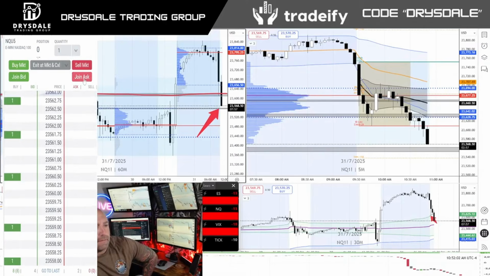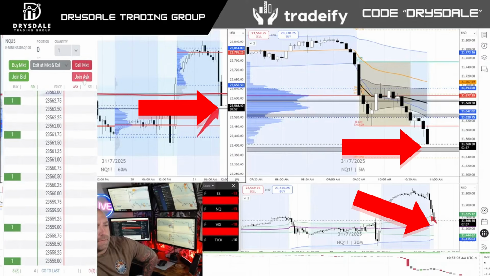You could see it marked out with this gray box. This is actually coming from the higher time frame, and it has a confluence with a value area high on the composite along with the weekly VWAP. So we're looking for a long trade at a key level.